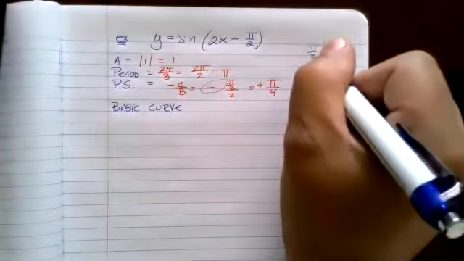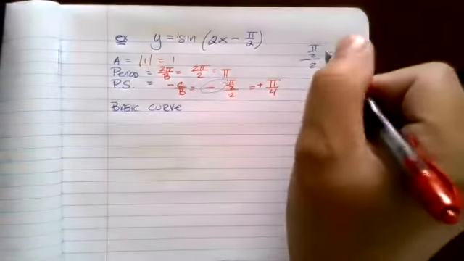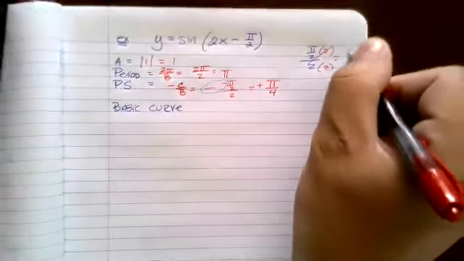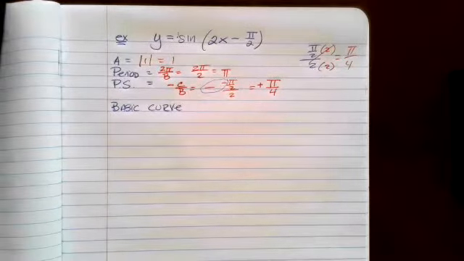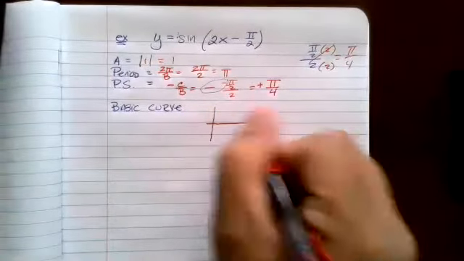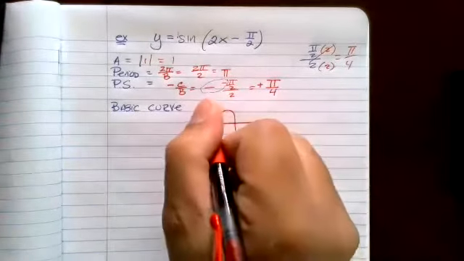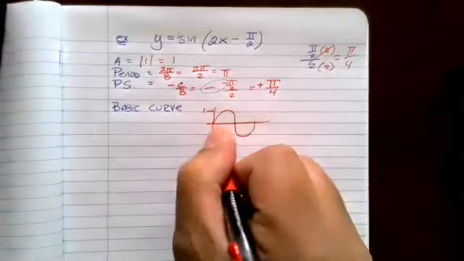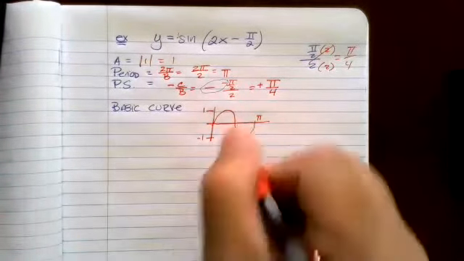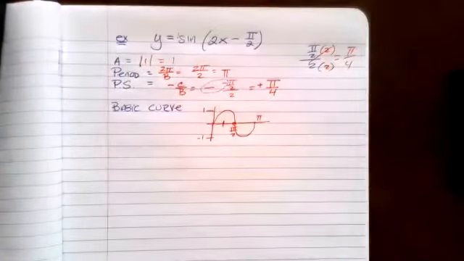If I have pi over 2, that's a complex fraction. I have a fraction in the fraction. I want to get rid of this denominator, so I multiply the top and the bottom by 2. So I get pi over 4. My basic sine curve, it's a positive sine curve. I know it looks like this. It has an amplitude of 1, -1, and it ends at pi. So that means this would be 1/2 pi, and this would be 1/4 pi.